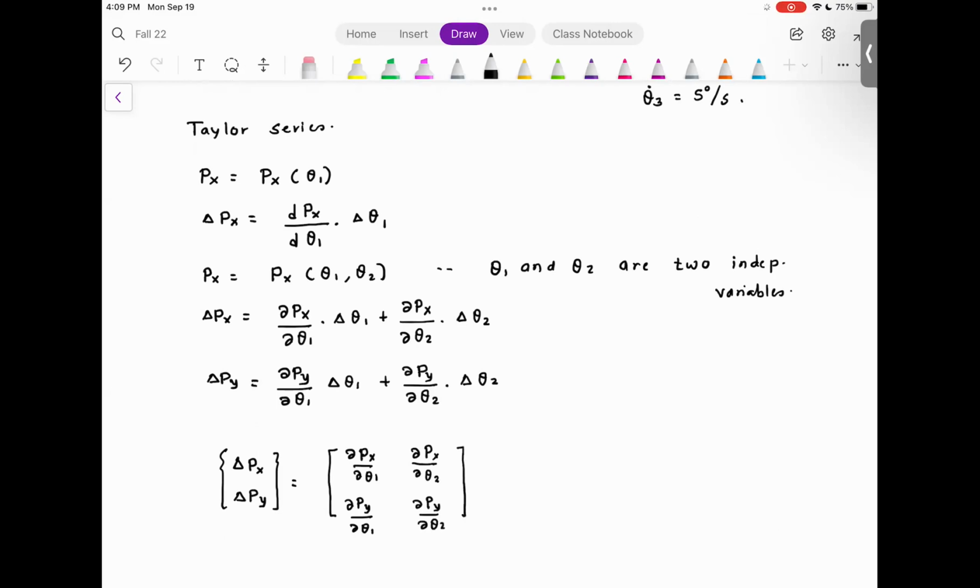And in case you are wondering how this came about, remember this trick. This entry is here, this one is here, this one is here, and the same thing, this one is here. That is how you have to remember the Jacobian. And Jacobian you will see in a lot of mechanics applications.